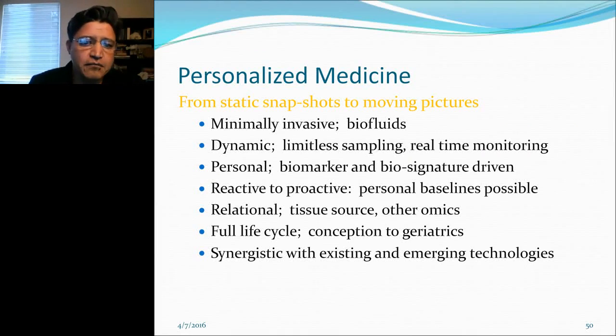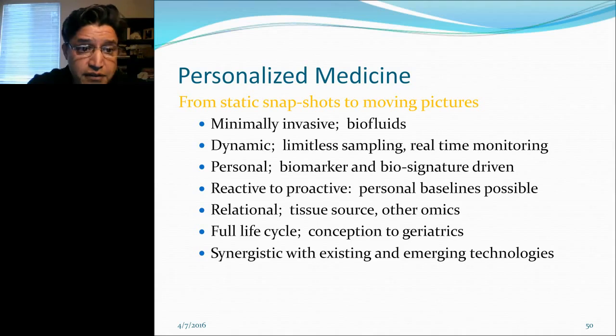So again, to use the phrase again, we would be moving from a static snapshot to moving pictures. And so going to a minimally invasive approach using biofluids, a dynamic approach, because we would be able to do limitless sampling and real-time monitoring, as well as a more personalized approach, since we would be looking at biomarkers and biosignatures for that specific individual.